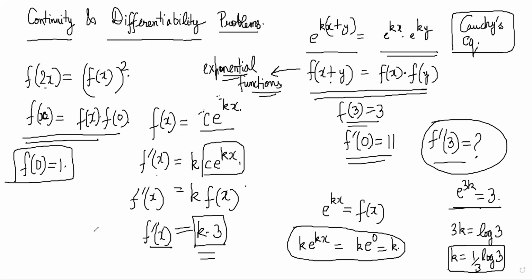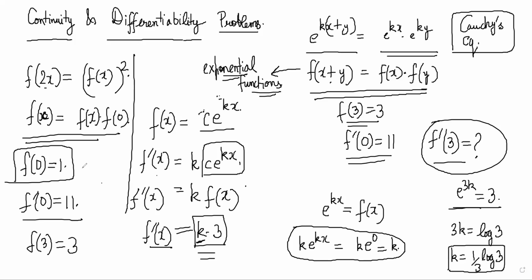Notice that this k part is coming as 11 or something, no? f dash 0 is coming as 11. But we are again thinking of the fact that it is an exponential function. Without knowing that it is an exponential function, right now we only know this much: f dash 0 is 11, f of 3 is 3. This is the information that we now know. f of 0 is 1, f dash 0 is 11, f of 3 is 3, and these types of things are happening.